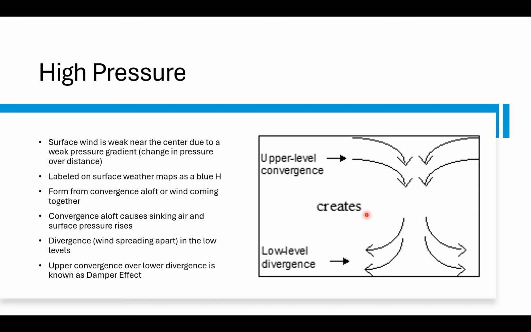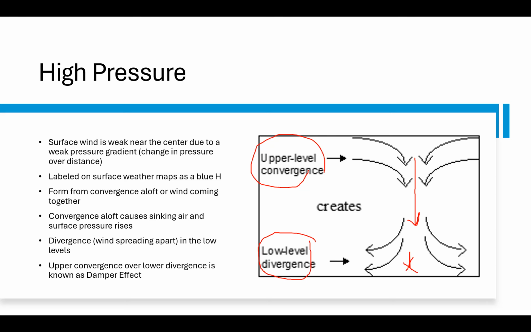And it forms when we get upper level convergence of air, wind coming together high above the ground. So air is coming together aloft. I'll go ahead and draw this out so hopefully you better understand. Whenever you have the air converging in the upper levels, the air is going to sink in the vertical, down the center of the high pressure system. And once you get to the surface, you get more of that low level divergence. So upper level convergence, air coming together aloft, over low level divergence where the air is spreading apart at the surface. And that's generally what happens with high pressure systems.